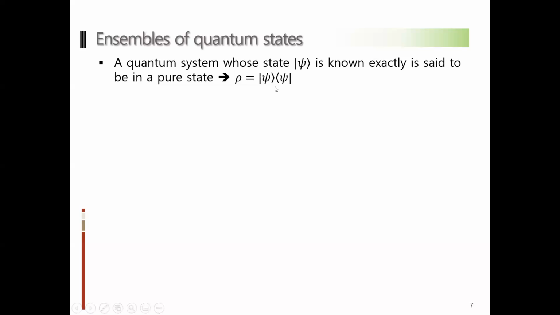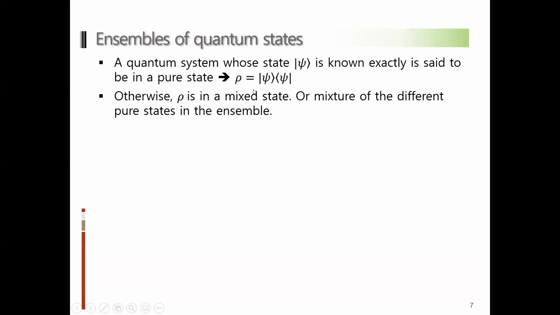And in this case, let's say that you are given some density matrix, and if you can factor it in such a way that the density matrix can be written as the outer product of the same vector, then you can say that it is a pure state, while if it cannot be factored in this way, then it is called a mixed state. Sometimes it is also called a mixture of different pure states in the ensemble.